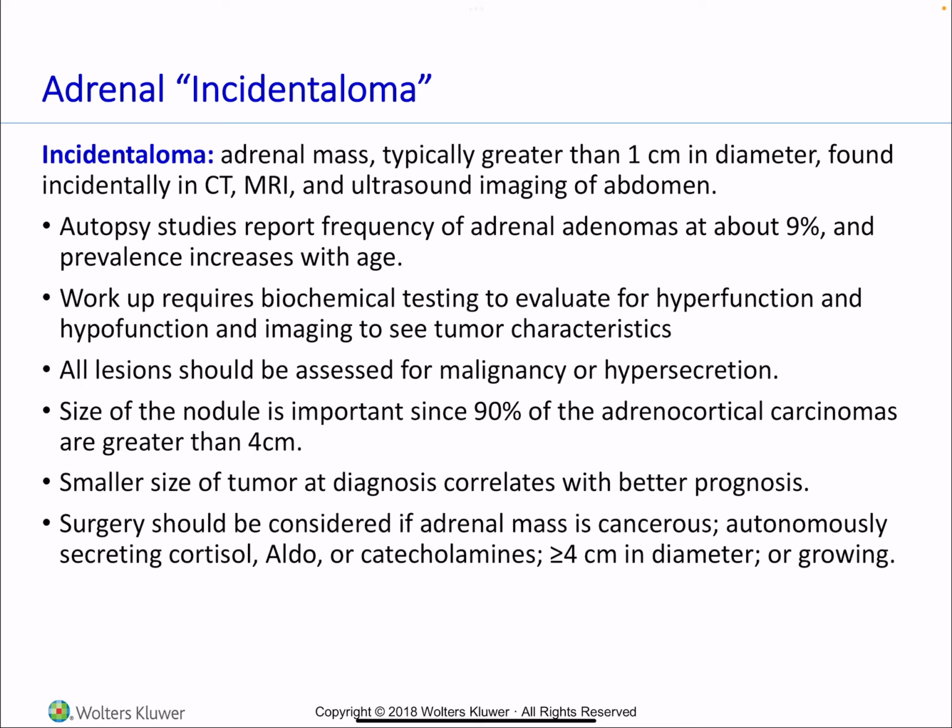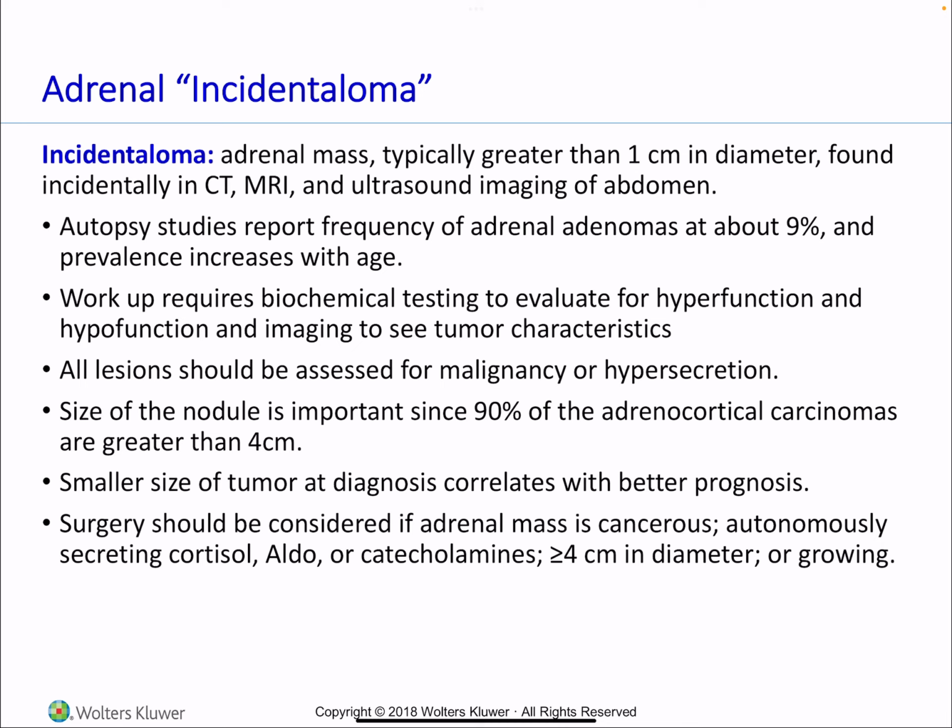A workup requires biochemical testing to evaluate for hyperfunction and hypofunction and imaging to see the tumor characteristics. All lesions should be assessed for malignancy or hypersecretion. The size of the nodule is important since 90% of the adrenocortical carcinomas are greater than 4 centimeters. The smaller the size of the tumor diagnosis correlates with a better prognosis. So the smaller, the better the prognosis will be.